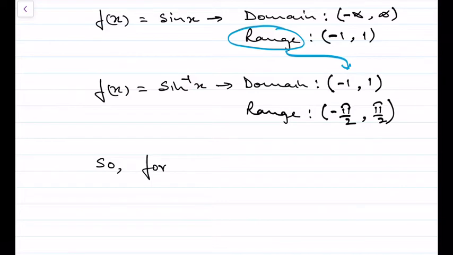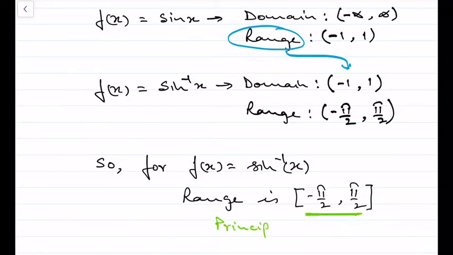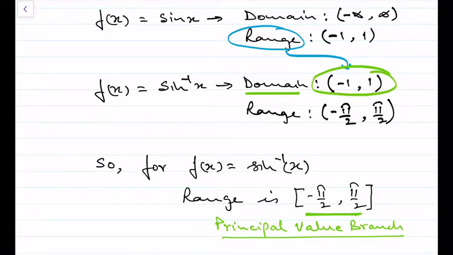So for f(x) = sine inverse x, the range is from -pi/2 to pi/2, which is called the principal value branch, or simply the principal value. So when we refer to the function sine inverse x, we take it as a function whose domain is between -1 and 1, and whose range is from -pi/2 to +pi/2.